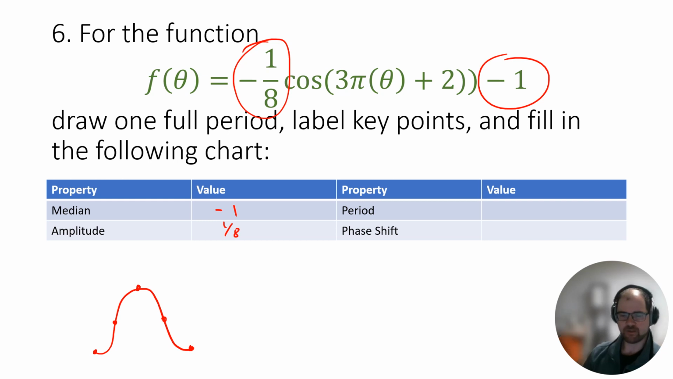The period is 2 pi over whatever is multiplying theta. So that's going to be 2 pi over 3 pi, or just 2 over 3. So the period is 2/3. The phase shift is whatever is being subtracted from theta inside the cosine function.